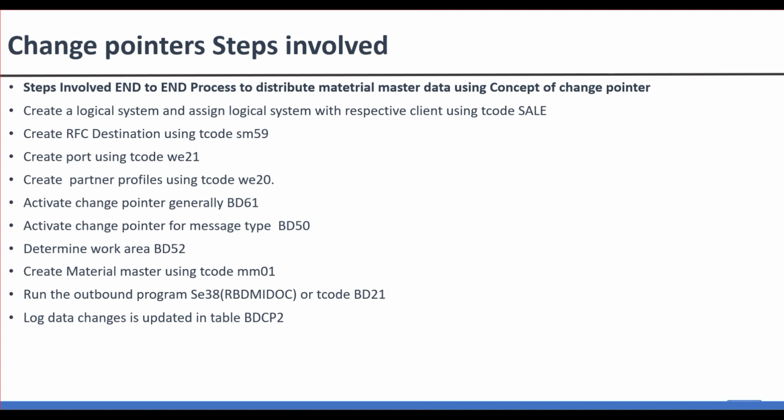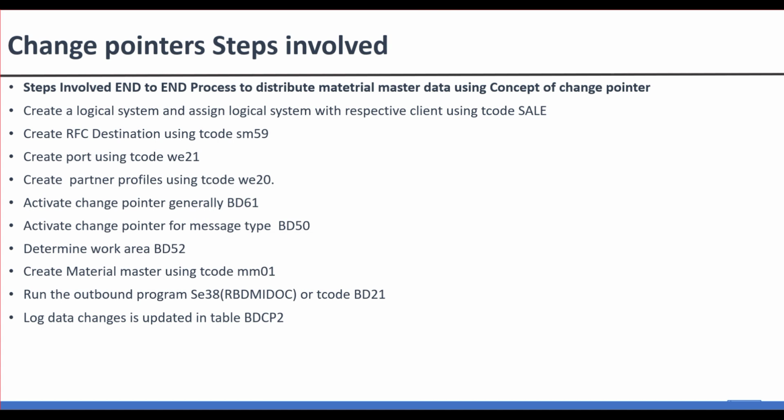Through the port we send the data from sender to receiver, and we create a partner profile. The sender and receiver information we maintain on both the sender side and receiver side. Then we activate the change pointers. This step, activating the change pointers, generally uses the T code BD61, and we activate the change pointer with respect to message type.